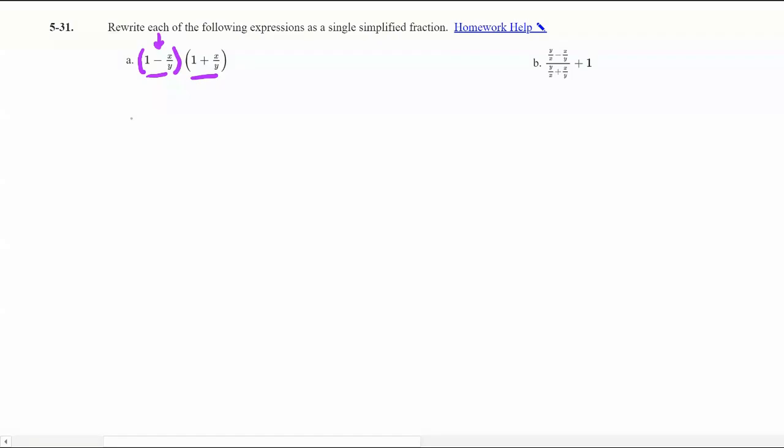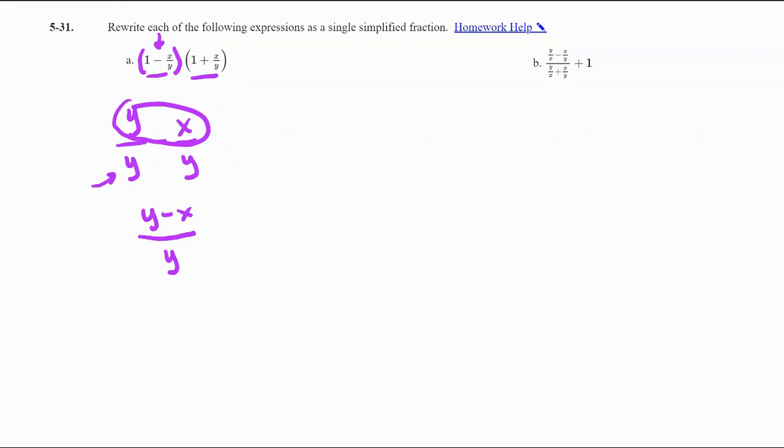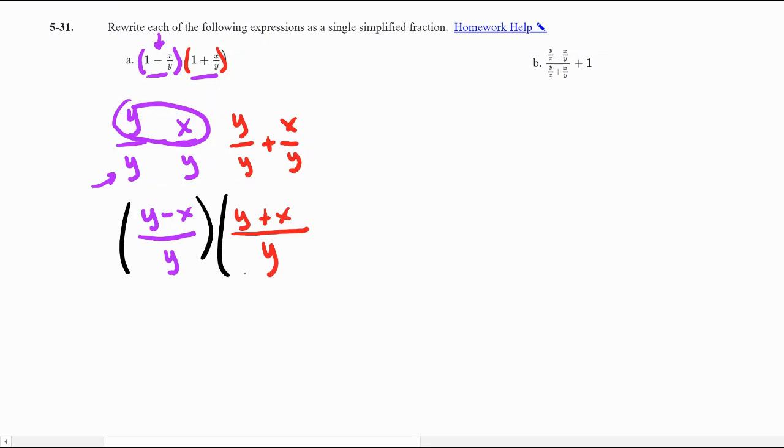I'm going to get a common denominator by changing 1 into y over y. Then I will combine the tops, y minus x over y, because I have a common denominator. And then I'll do the same thing with this right side, changing 1 into y over y so that I have a common denominator, and then combining those on the top and bottom. And we are being asked to multiply these things together.